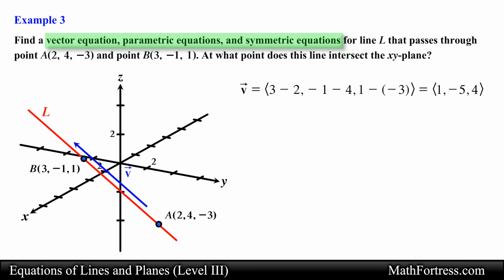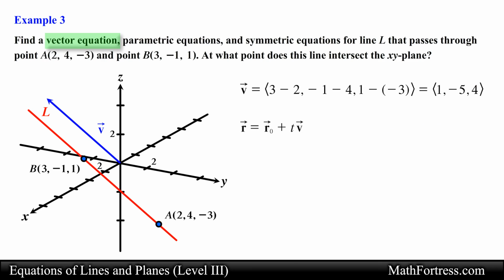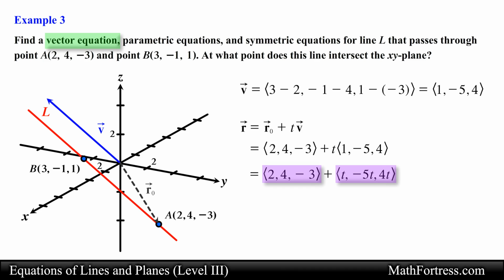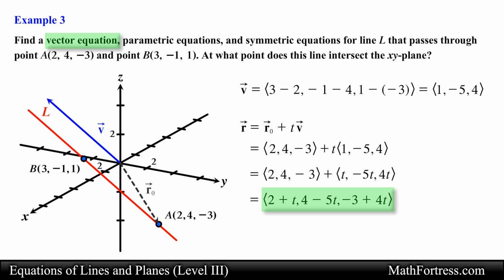Alright, now that we have a vector parallel to the line, we can now write the vector equation of the line. We need to choose an initial point for our vector equation. Since it really does not matter which point we choose, we're going to choose point A for our vector equation. You're free to use point B as well. Substituting the components of the initial point A and the components of the parallel vector v, we obtain the following. Now it is just a matter of distributing the parameter t and adding the resulting vectors. Doing that, we have the following vector equation of the line.